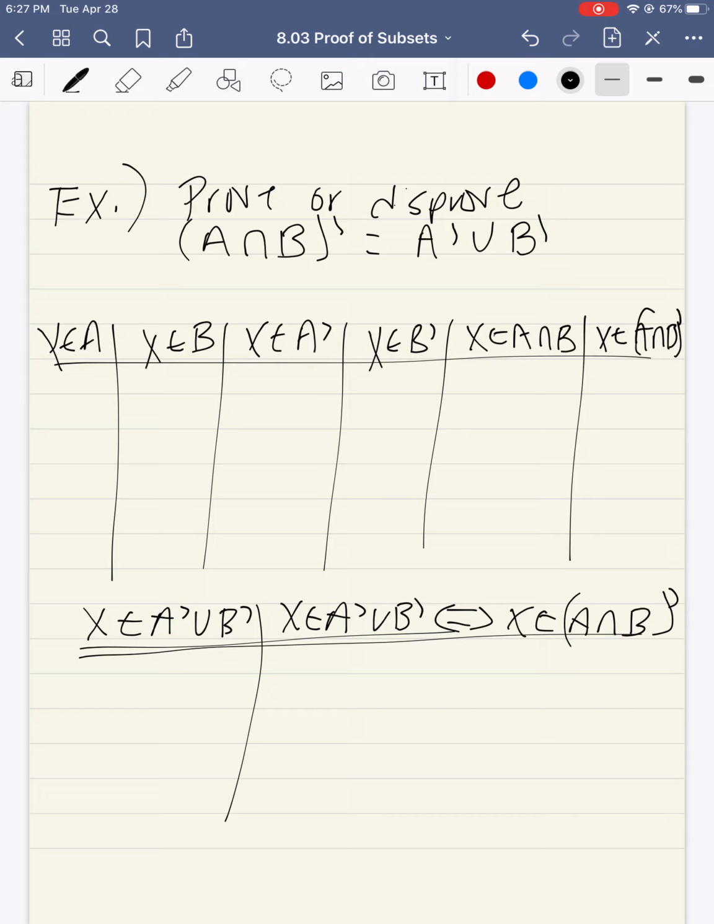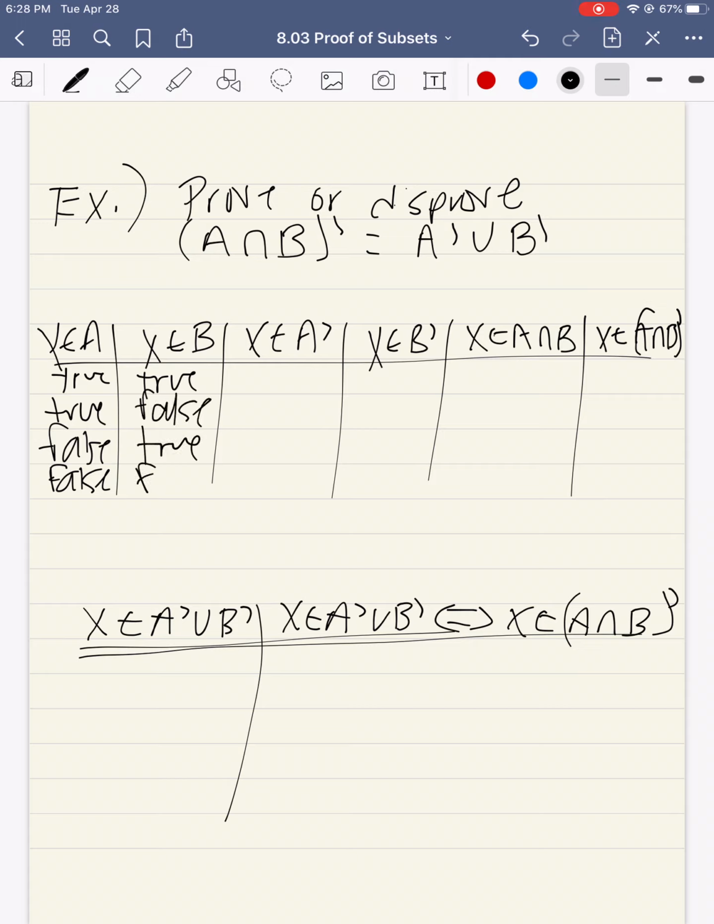So again, we only need 4 rows. So let me adjust this here. 1, 2, 3, 4. All right. So we have true, true, false, false, true, false, true, false, false, true, false, true, false, true.